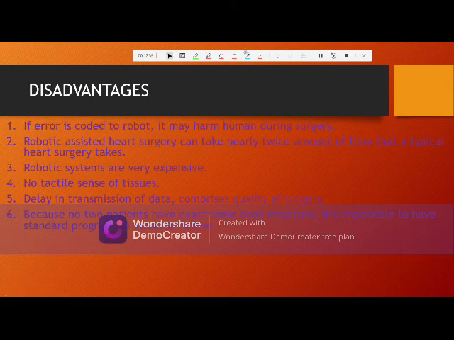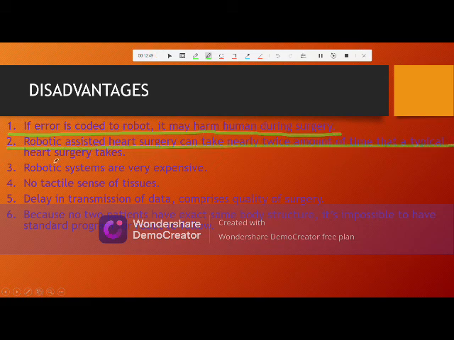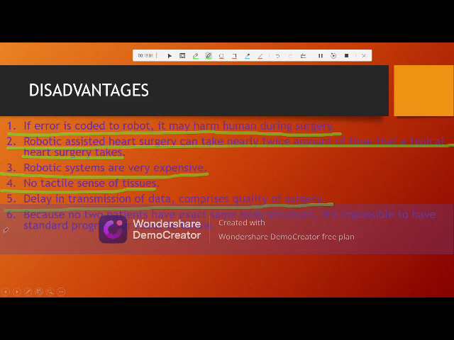Now disadvantages. If an error is coded into a robot, it may harm the human during surgery. Robotic assisted heart surgery can take nearly twice the amount of time that a typical heart surgery takes. Robotic systems are very expensive. No tactile sense of tissues. Delayed transmission of data compromises the quality of surgery. Because no two patients have the exact same body structure, it's impossible to have a standard program for the robot to follow.